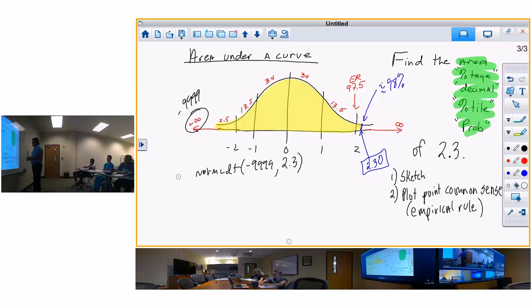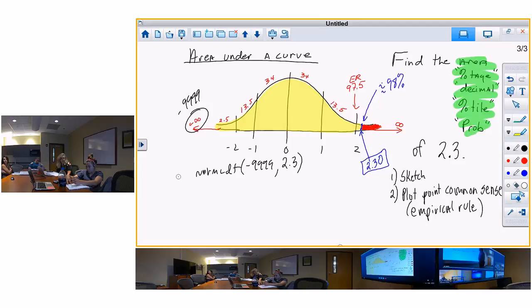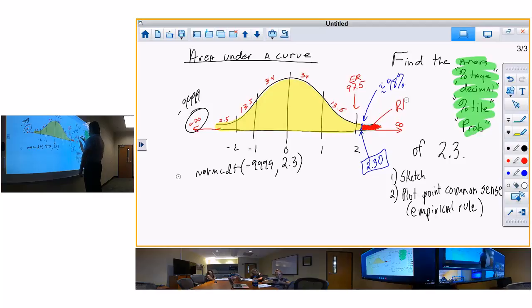But here's another question on the test. What if the question says, what amount of students made above 2.3? What's the answer? Well, it's the complement of the yellow. If you want to find the right-hand side, it is equal to 1 minus the left-hand side. The complement. Right-hand side is equal to 1 minus the what? Left-hand side. 1 minus 0.9893, which would be 0.0107. Somebody help me out.